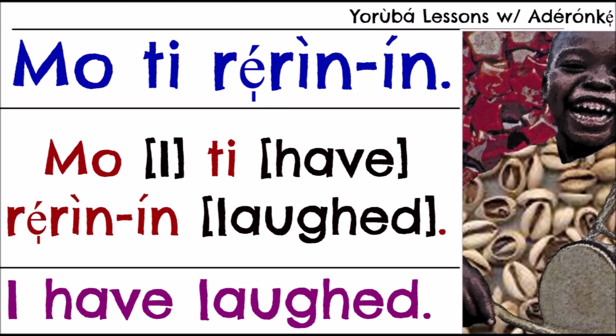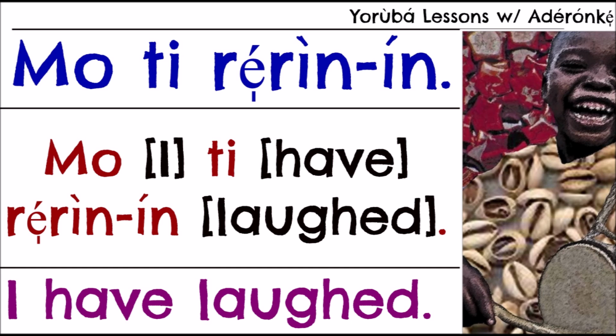So the next sentence here is when you want to say it in the past tense and say I have laughed, you would say mo ti rẹ́rìn. Mo is I, like I said. Ti is have or had. It could be have and it could be had. So when you say mo ti rẹ́rìn, I had laughed, I have laughed. It could be used in those forms. Ti is have or had, rẹ́rìn is laugh.